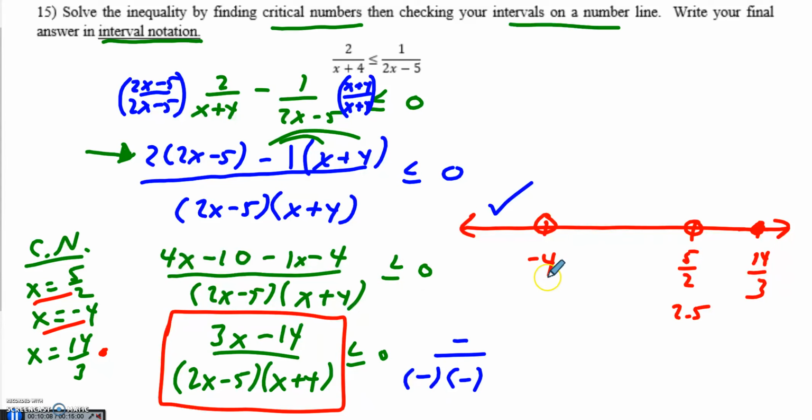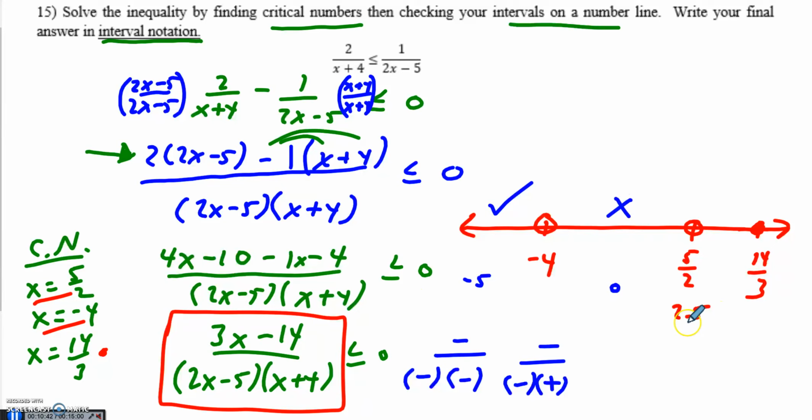If I pick a number between negative 4 and 2.5, I'm going to pick 0. So here I plugged in negative 5. Here I'm going to be plugging in 0. So if I plug 0 in here, I get a negative on the top. If I plug 0 here, that would be a negative on the bottom. And if I plug 0 in here, I get a positive. So here I'd have a negative over a negative, which would get me a positive, and a positive is not less than or equal to 0, so this interval does not work.